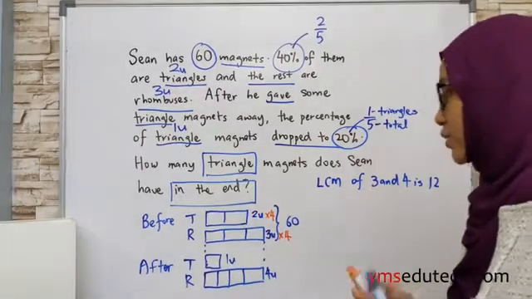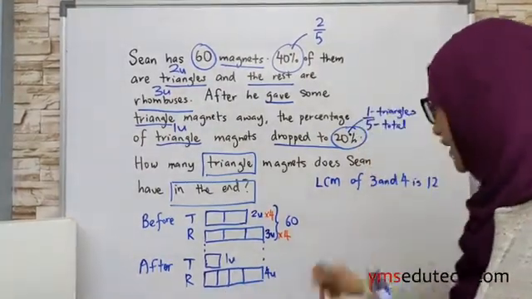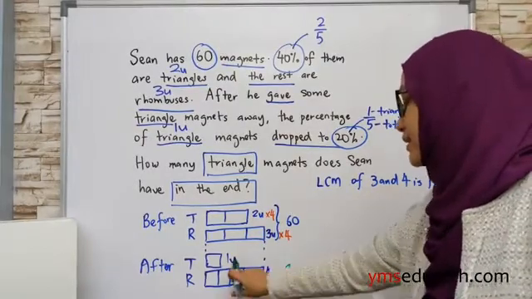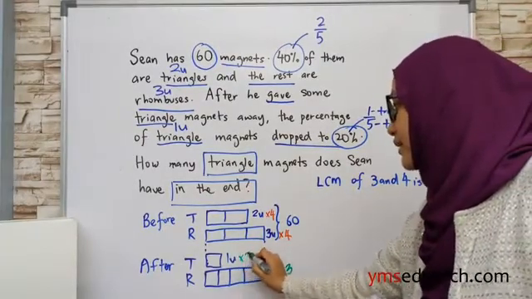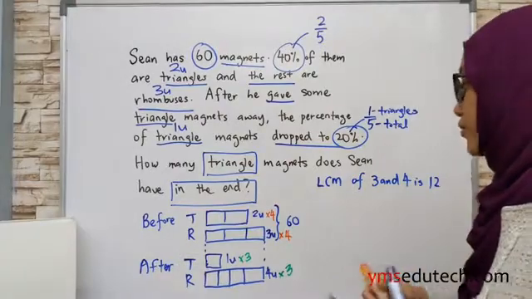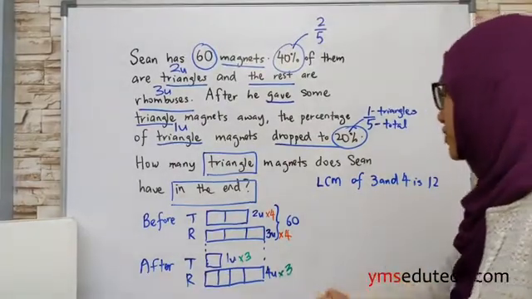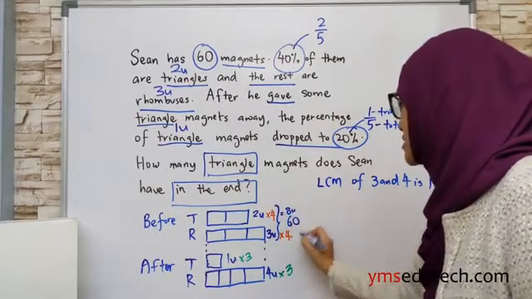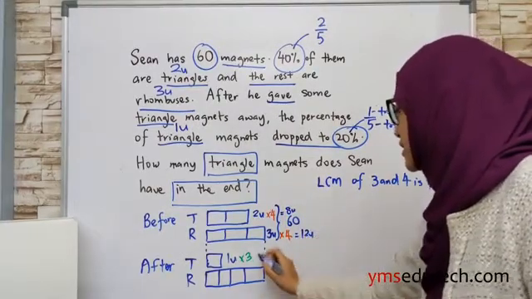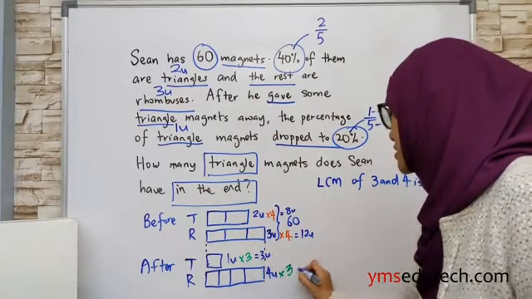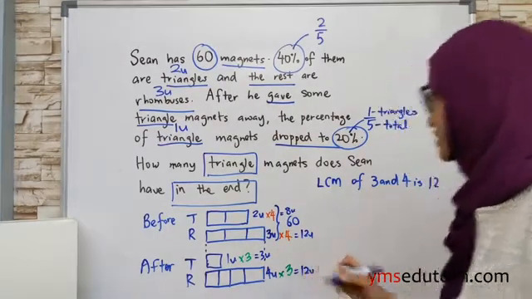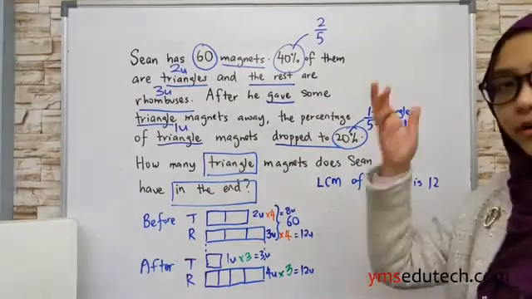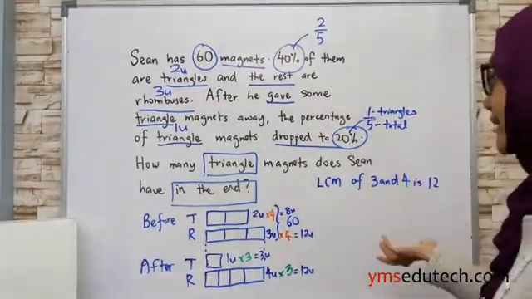The same goes for the after model. How to make 4 become 12? I must multiply by 3, and for the triangle, I must also multiply by 3. So now the new units: this becomes 8 units, this one becomes 12 units, this one is 3 units, and this one is 12 units. I have annotated my model, so now I can start to solve.